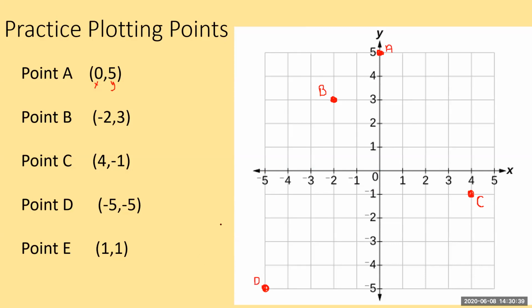And then finally point E has coordinates 1, 1. So I'm going to go over to 1 on the x-axis and then up to 1 on the y-axis. So we've got this point right here, point E.